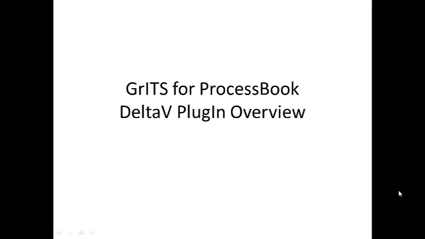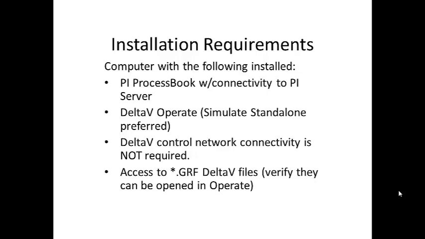This video will demonstrate GrITS for ProcessBook with the DeltaV Graphics plugin. The computer converting the graphics will need the following installed: ProcessBook with connectivity to the Pi server, DeltaV Operate, more details on that in just a moment, GrITS for ProcessBook, access to the GRF files, which are the DeltaV graphic files. The computer does not have to be on the same network as your DeltaV control system.